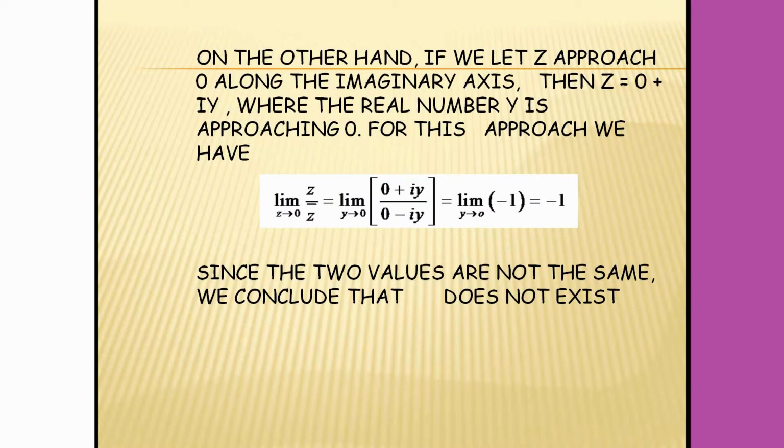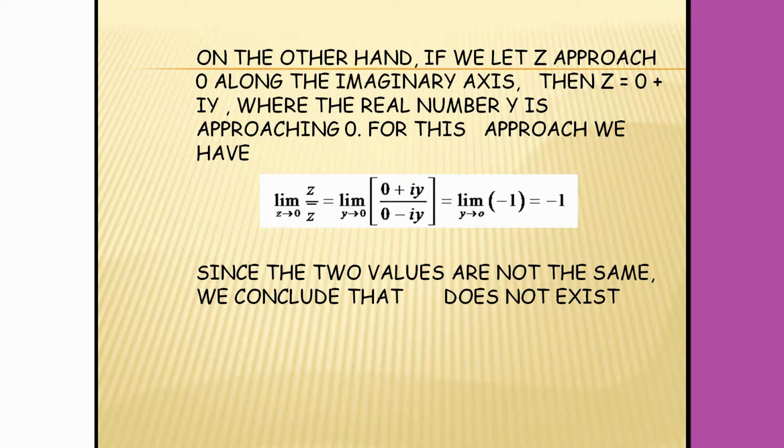In the same manner, as z tends to 0 through the imaginary axis, the real part of the term is 0. That means here you have to consider x equal to 0, so only the y term remains. So the limit of z by z bar is the limit as y tends to 0 of 0 plus iy divided by 0 minus iy, which on simplification gives minus 1.